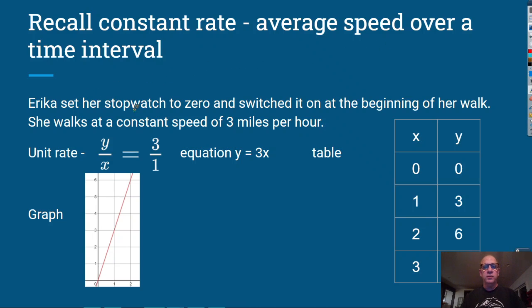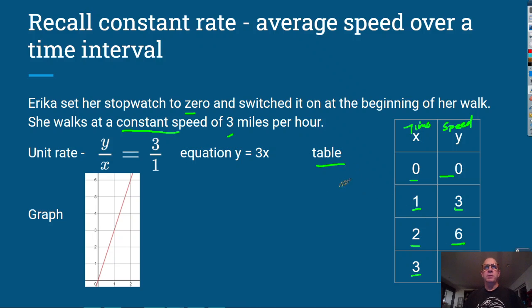So for example, if Erica sets her stopwatch to 0, and then she switches it on at the beginning of her walk, and she walks at a constant speed of 3 miles per hour, the constant is 3 miles per 1 hour. So our x is the hours, the time, and the y is the distance, at a speed of 3 miles per hour. So obviously, if she doesn't spend any time walking, she's not going anywhere. But if she spends 1 hour walking, she goes 3 miles. And if she spends 2 hours walking, she goes 6 miles. And I think you can guess in 3 hours, that would be 9 miles.